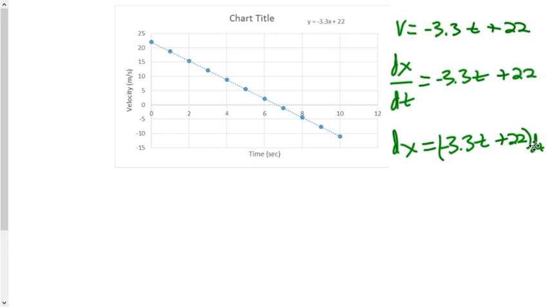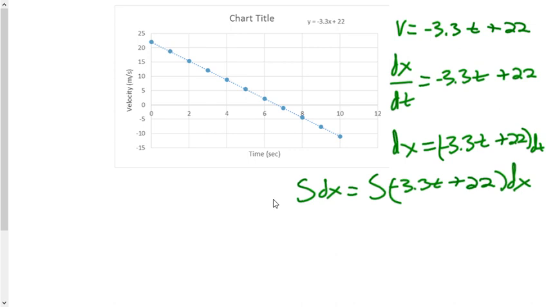So in order to get displacement from a velocity-time graph, we need to take the integral, which is really the antiderivative. So we're going to do that algebraically, and then we'll go back and look at that through the graph. So let's go ahead and write this. I'm going to take the integral of dx, and that'll be equal to the integral of negative 3.3t plus 22, and then a dt outside.